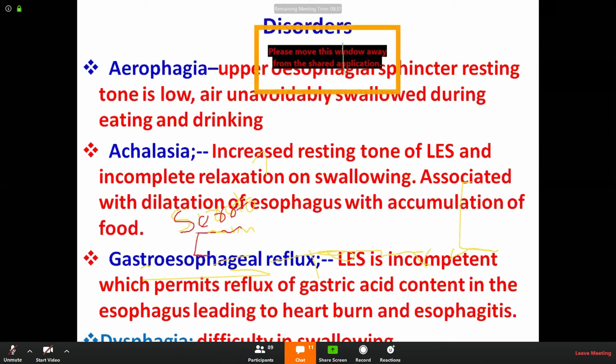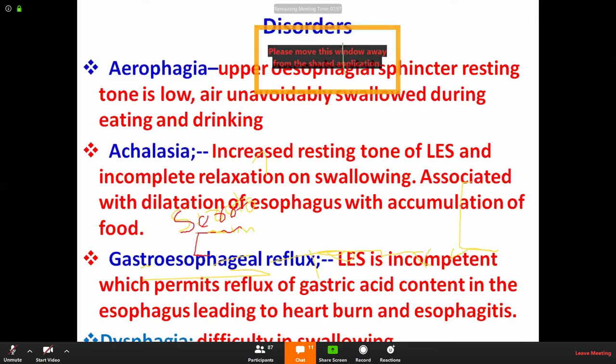So these are the applied aspects. Aerophagia is the entry of air into the esophagus, usually seen in nervous individuals. Achalasia cardia is the increased tone of the lower esophageal sphincter, due to which there is incomplete relaxation on swallowing, and the food particles accumulate in the esophagus. The treatment is injection of botulinum toxin so that there is relaxation of the lower esophageal sphincter.